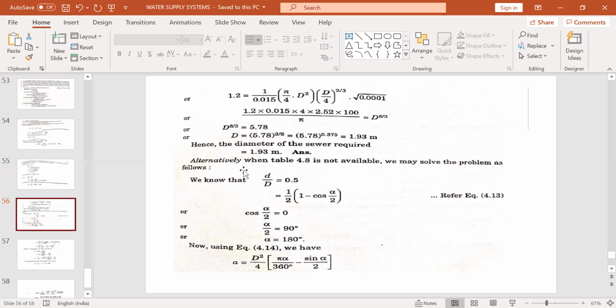Now another way of solving this problem is, suppose you are not given this table. These tables or any nomograms are not available. How do you find it? So this is an analytical solution.